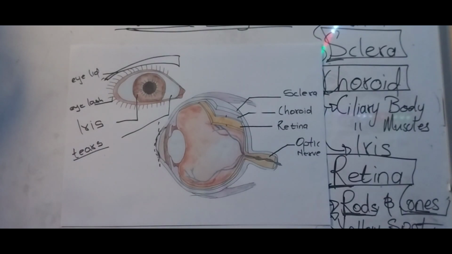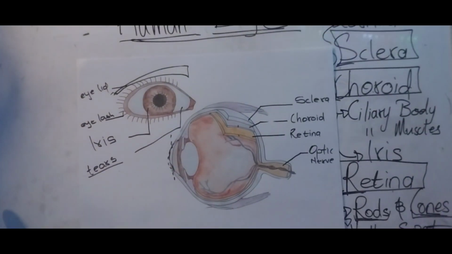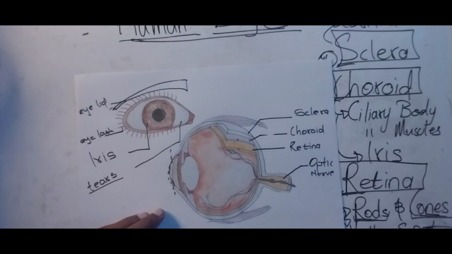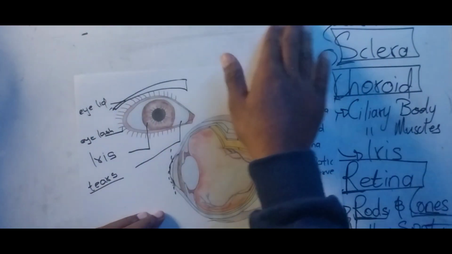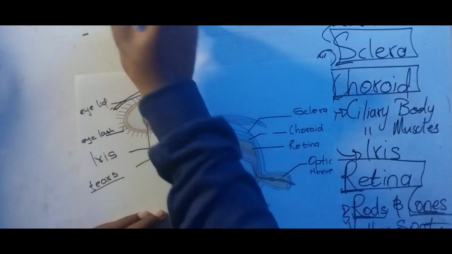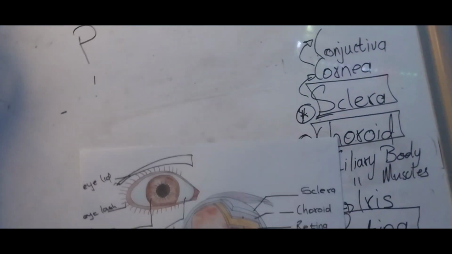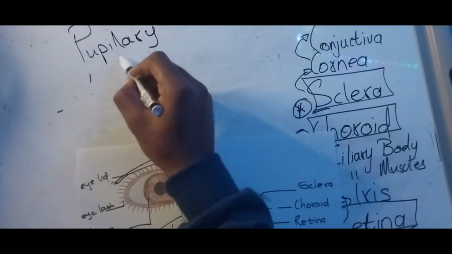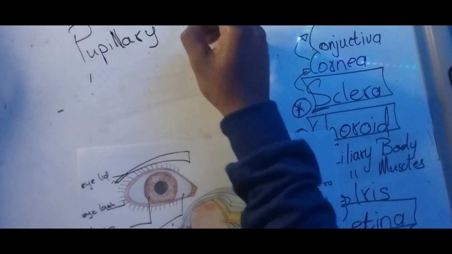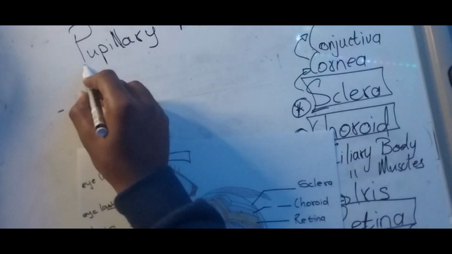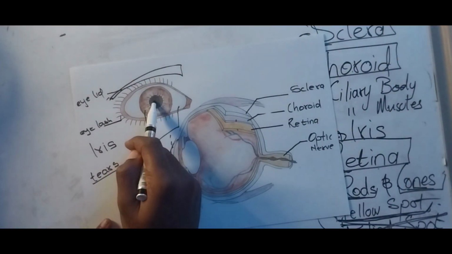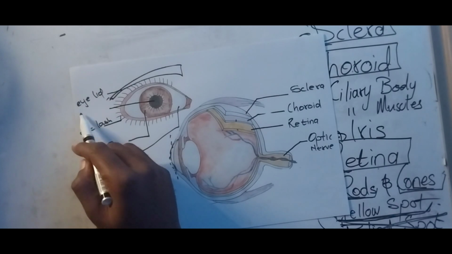So right now we are going to do what we call pupillary mechanism. So let's start with pupillary mechanism. Okay, so pupillary mechanism, you see by the name itself, pupil. Okay, this pupillary mechanism, it tells you that it's happening on the pupil. What is the pupil? So the pupil is this part. That's the pupil.